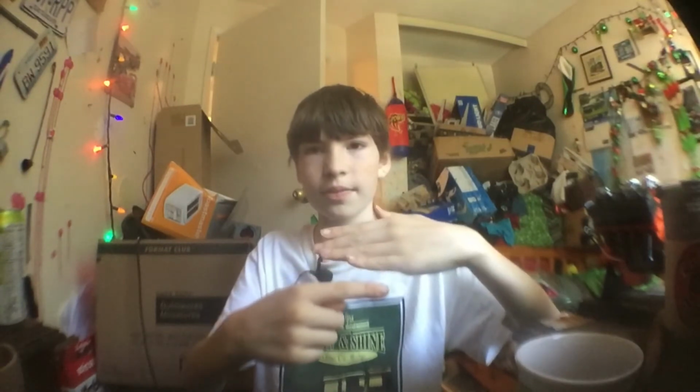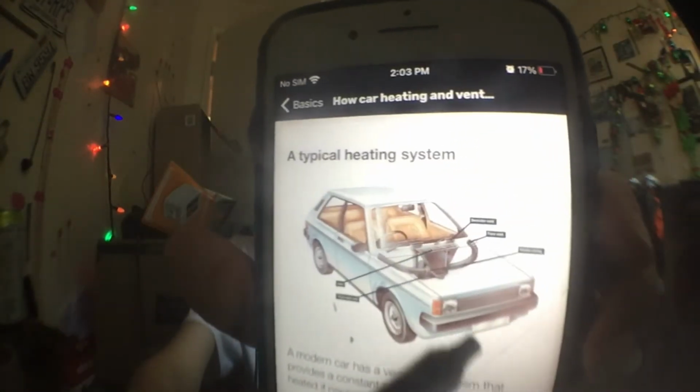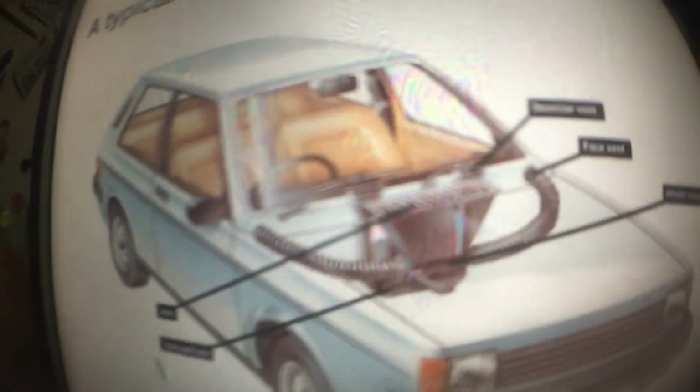Okay, so have you ever wondered what that vent does that's in front of your windshield? Your windshield is right here, and there's a vent right here. That is actually where the air comes in. So if you look here, that is the vent. You can see the little vents there. And then it actually says the parts. So let me zoom in.